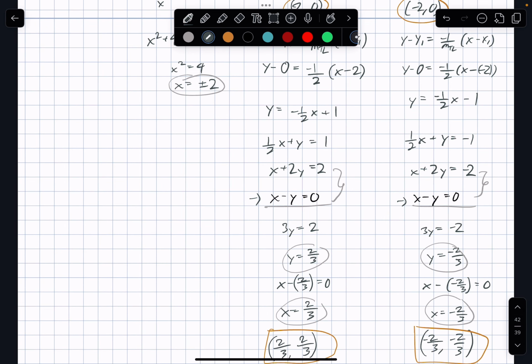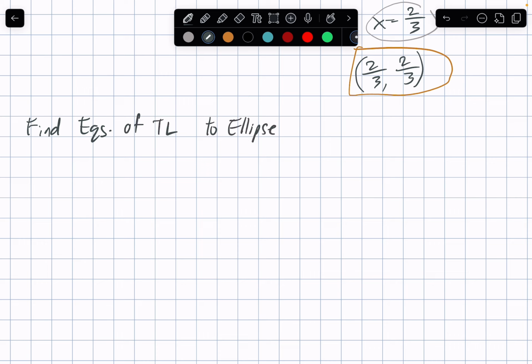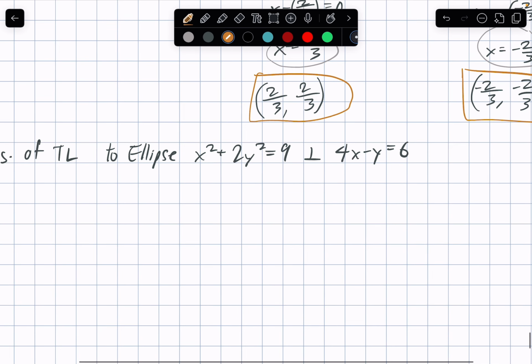Okay, next question. Okay, this time we are tasked to find the equations of the tangent line to the ellipse x squared plus 2y squared is equal to 9, such that it is perpendicular to 4x minus y equals to 6. So this is a line. What do we do with this characteristic that has been described? We'll get to that later.